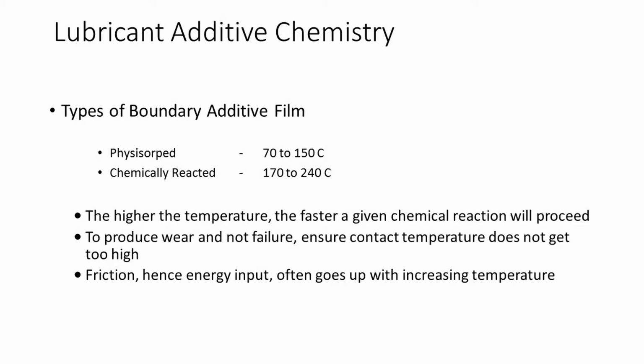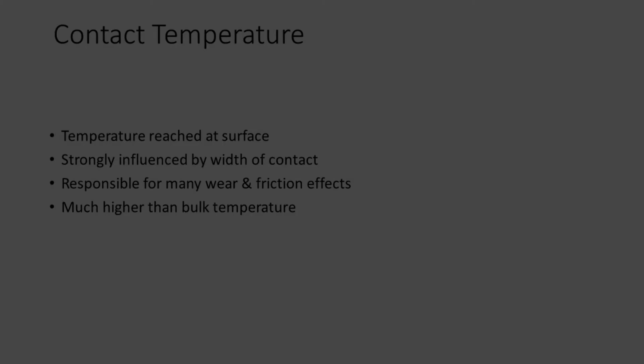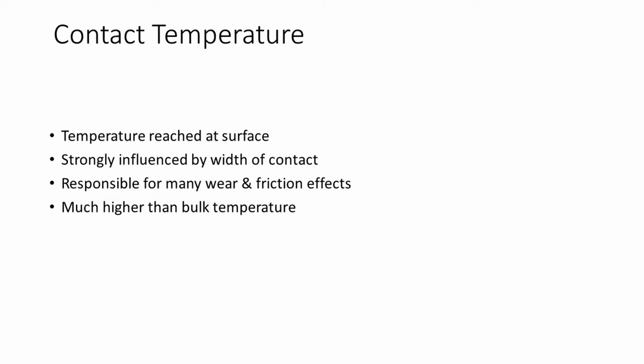The rate of formation of the chemically reactive films in particular is considered to be a direct function of the contact temperature. We need temperature to activate and for controlling the rate of reaction, plus a finite time for the chemistry to take effect. The temperature reached at the surface of the contact, the flash temperature, is strongly influenced by the width of the contact, and the flash temperature is responsible for many wear and friction effects.